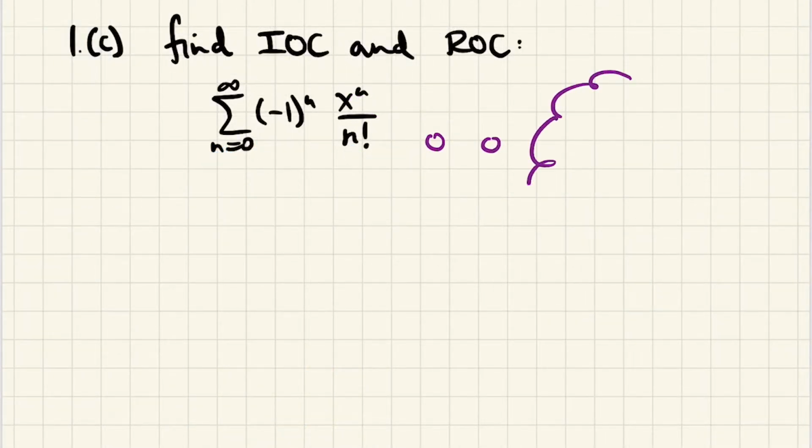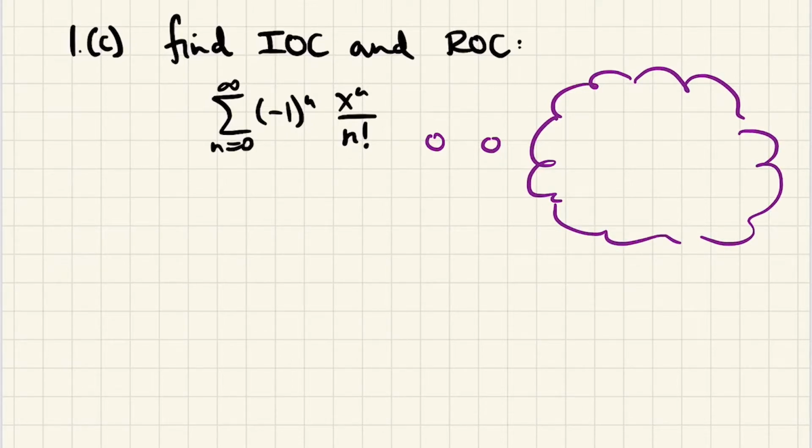Okay, you may recognize this particular function as the series representation for e to the negative x, which you know to be an entire function. And so you can predict that its IOC will be all real numbers and its radius of convergence will be infinity. So that's all well and good, but let's prove it, and the easiest way to do that is with ratio test.